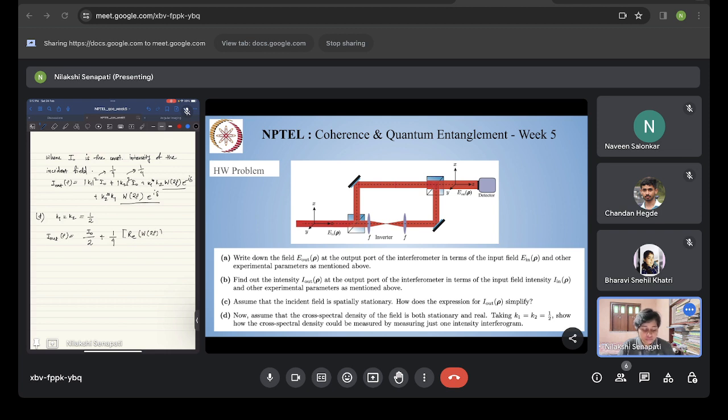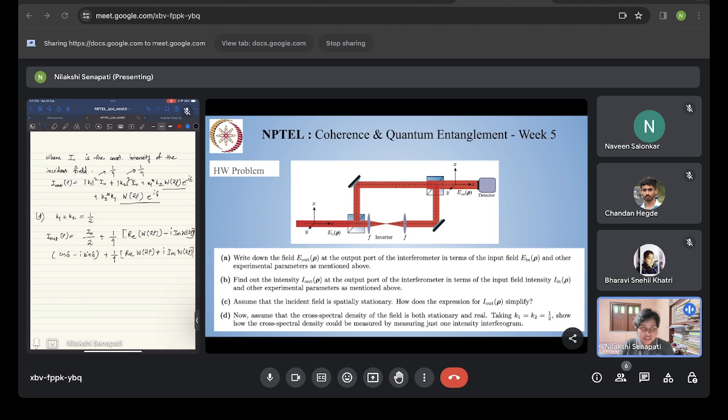W2 rho plus I imaginary part of W2 rho, and e to the power minus I delta, we can write it as cos delta minus I sin delta, and the next part will become 1 by 4 real part W2 rho plus I imaginary part W2 rho.